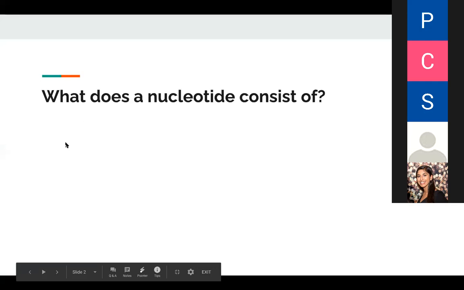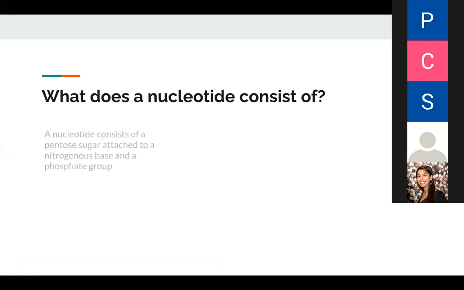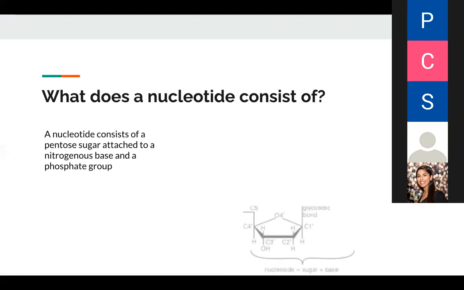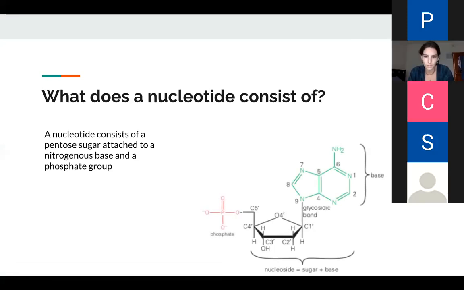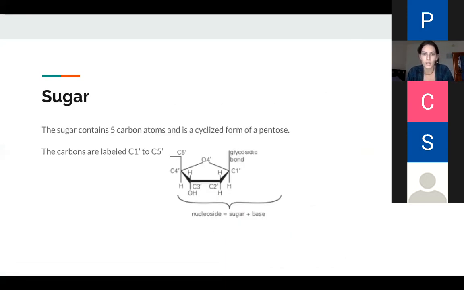Okay, so what does a nucleotide consist of? A nucleotide consists of a pentose sugar, which is seen here, the 5-membered ring, attached to a nitrogenous base, which can be seen at that side, and a phosphate group, which is linked here, or it can be more phosphate groups. So the sugar contains 5 carbon atoms and is a cyclized form of a pentose.